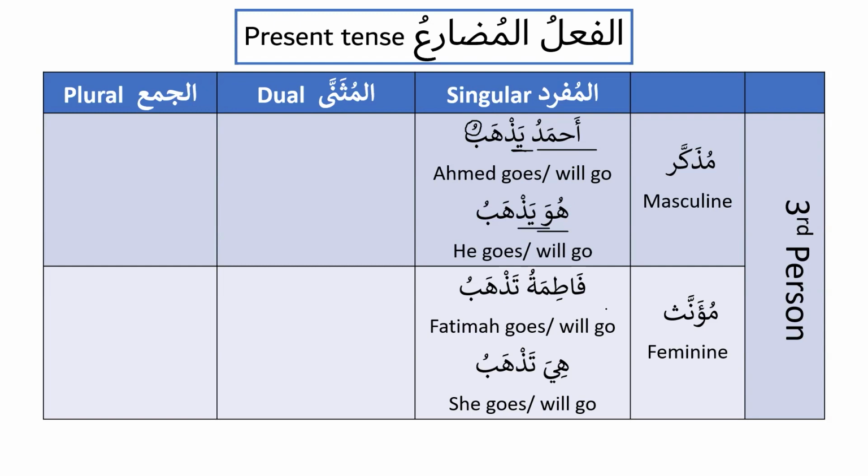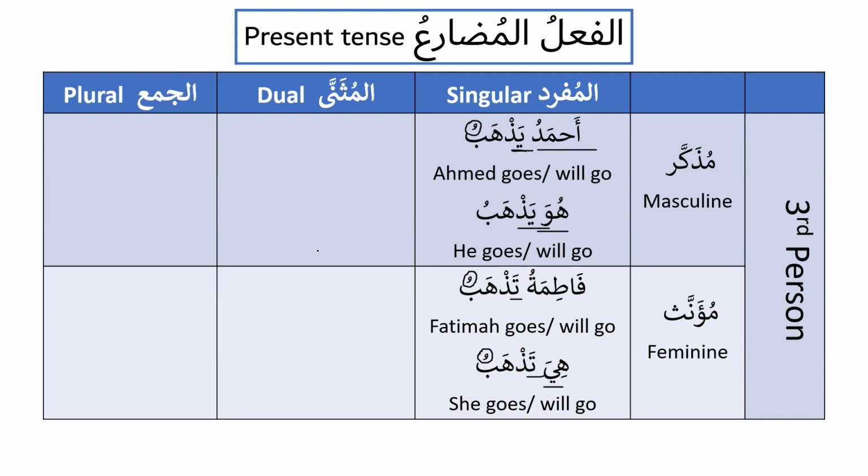When you talk about the feminine, al-mu'annath, we say, for example, Fatimatu tadhabu. Now we can see over here that the verb starts with ta and ends with dhamma. And if you want to use the pronoun for Fatima, you will say hiya tadhabu. Here we are going to use the verb yadhabu as a standard verb to complete our table.